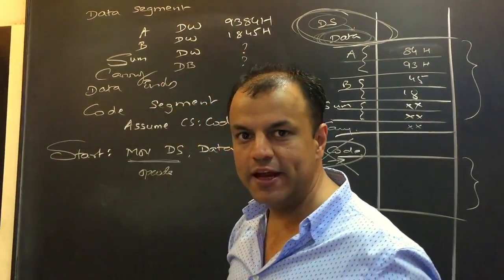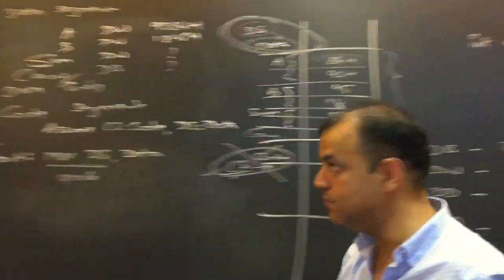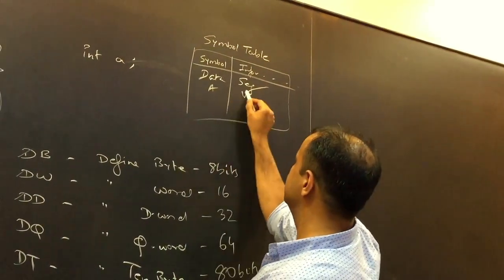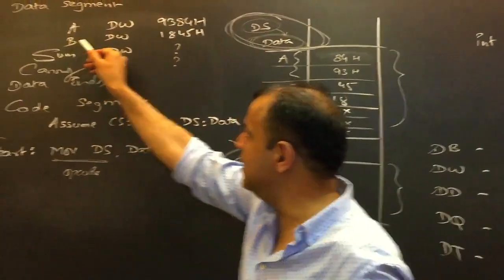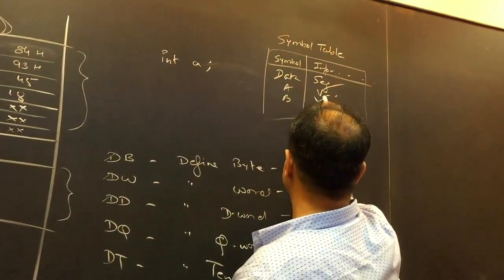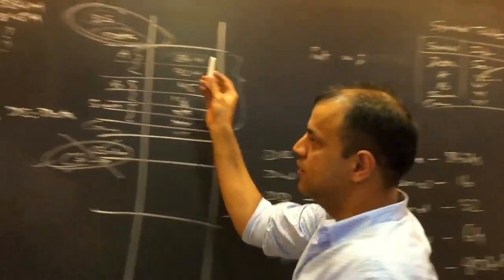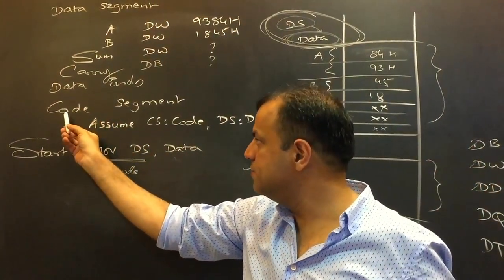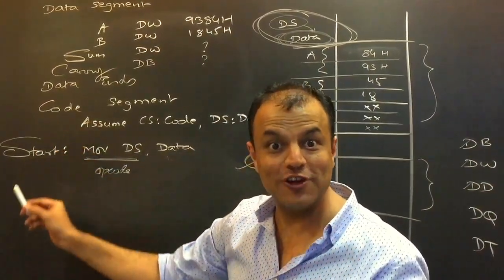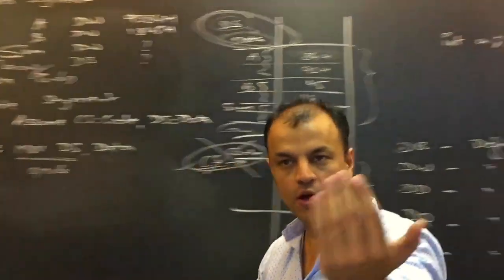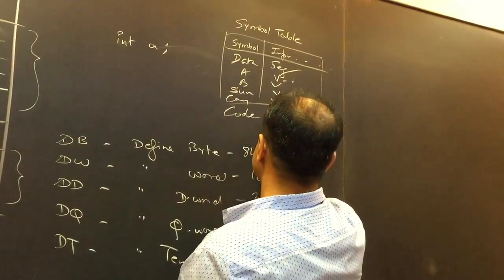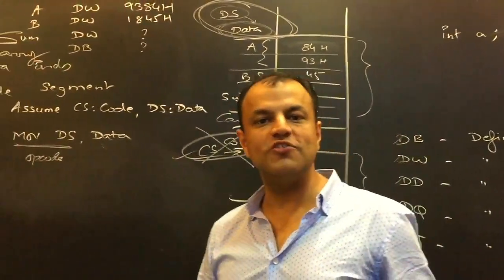Now, come back. A. What is written next to A? DW. That means it's not a segment, it's a variable. So the assembler will store A is a variable. Go on. B is a variable. Sum is a variable. Carry is a variable. Again, data already recorded. Next, code. Code is also a user given name. That means it's a symbol. Code is a segment. And so on and so forth. This table is called the symbol table.